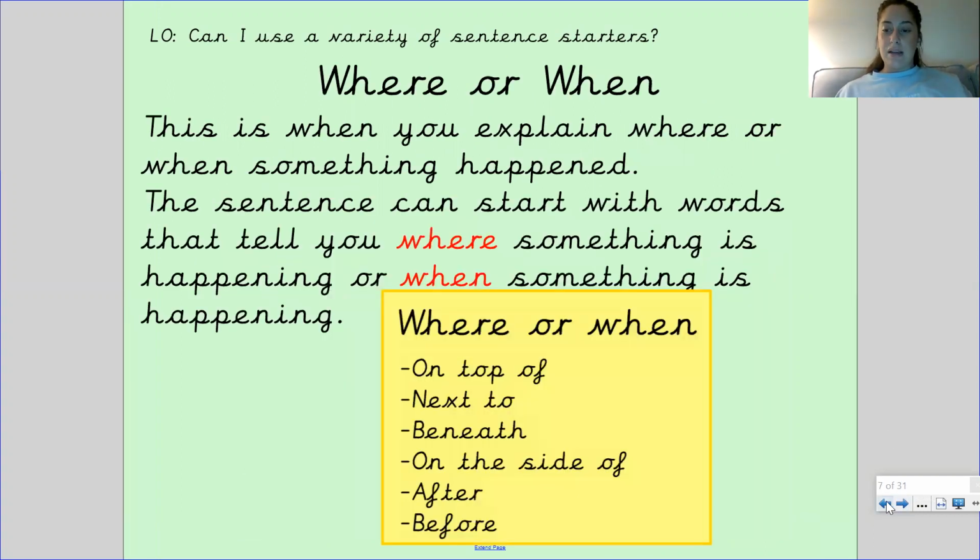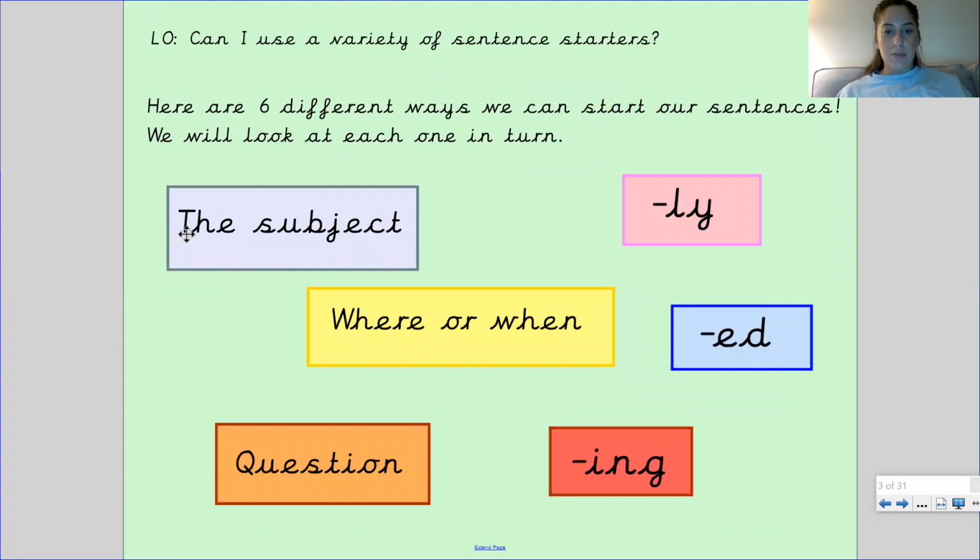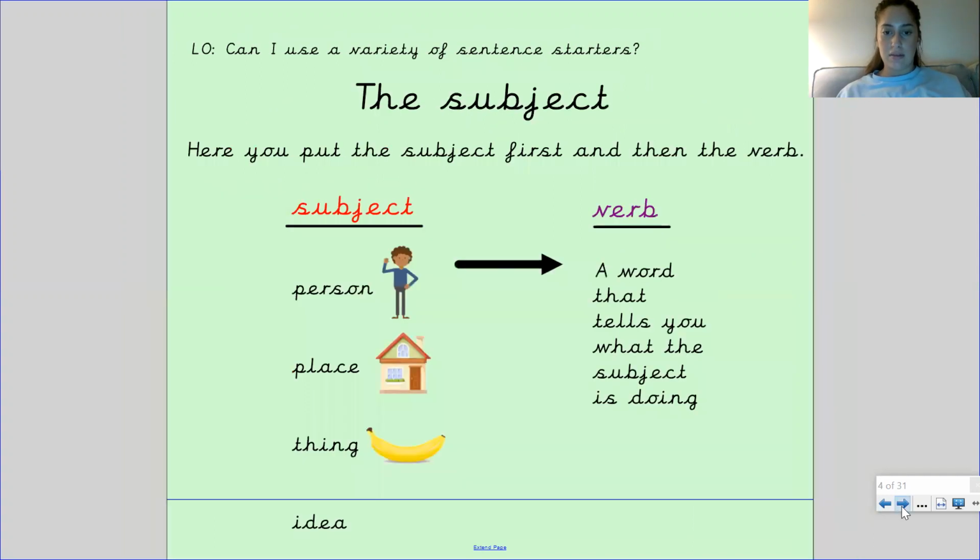Okay, the second example of how you could start a sentence. Going back, we've looked at the subject. Now we're going to look at how we can use where or when to start our sentences.